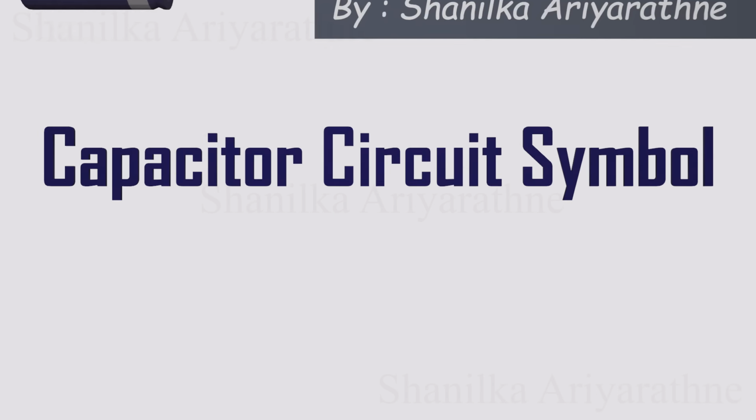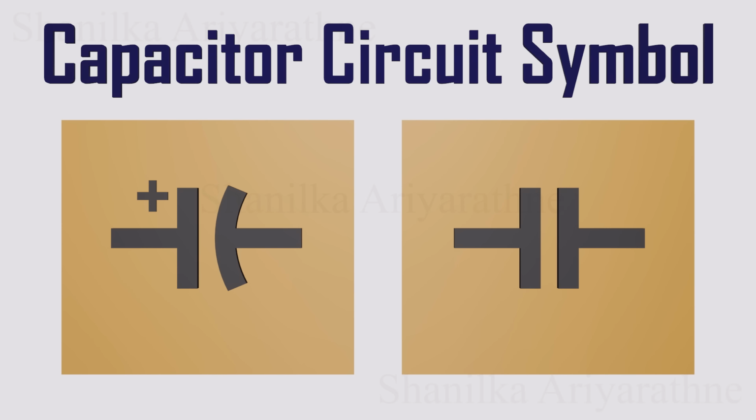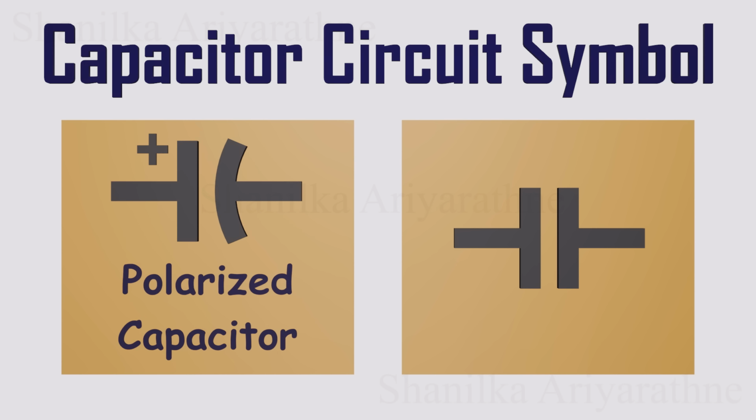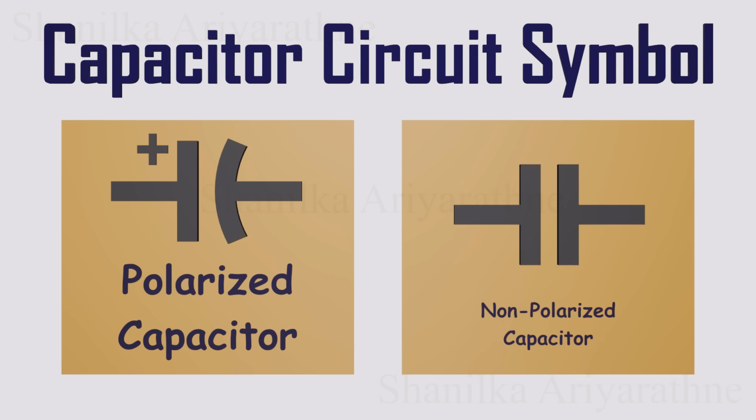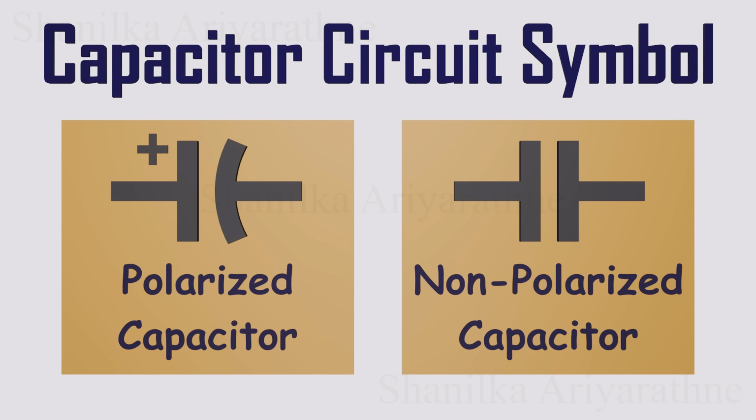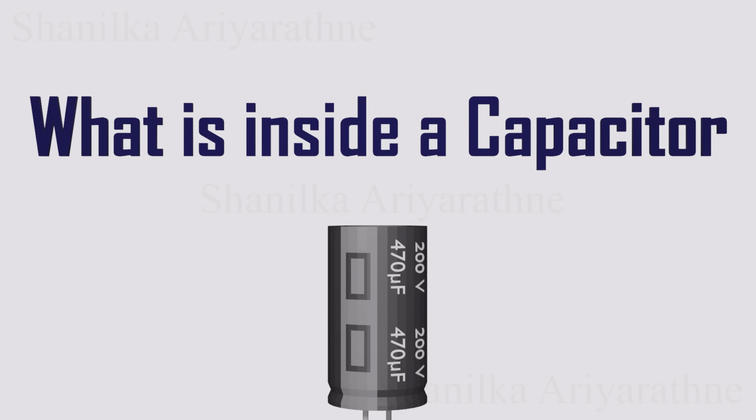The capacitor symbol has two lines, either flat or curved, representing how the capacitor is made. A curved line indicates it's polarized, likely an electrolytic capacitor. If the symbol lacks polarity indication, it's likely a non-polar capacitor. Let's explore the internal components of a capacitor.